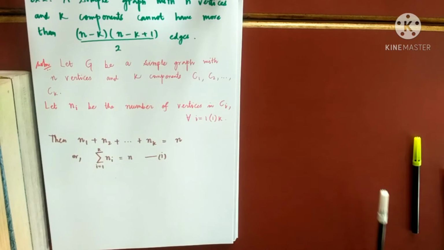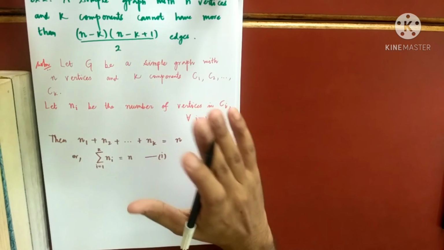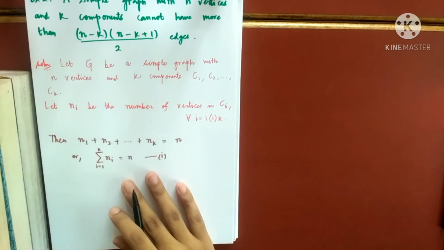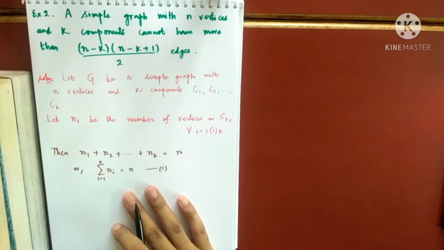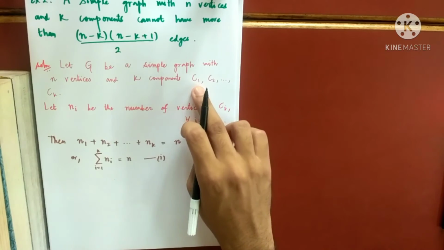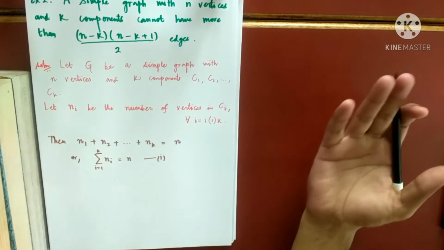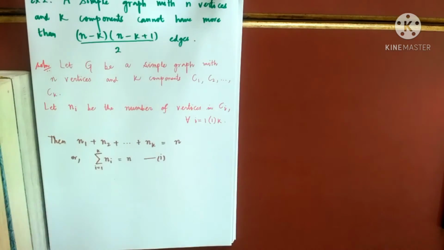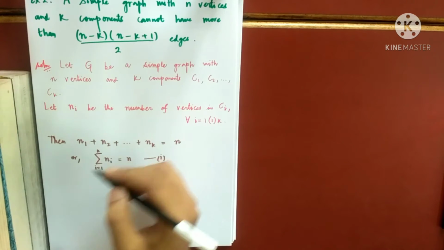Now you see, because the graph G is a simple graph, each component is simple. Definitely, if the actual graph is a simple graph, the components or any subgraph must be simple. So I'll use that fact now.